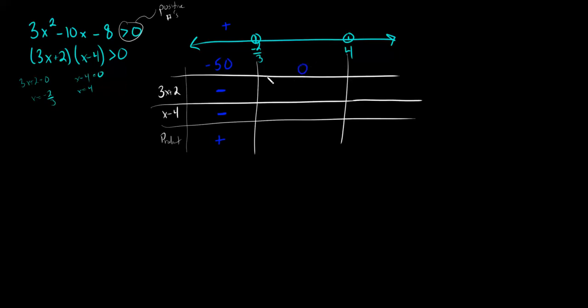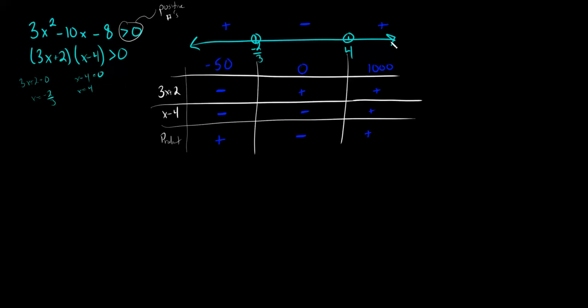Then I can test some number out that's in between negative 2/3 and 4, like 0. If I plug in 0, this would become 0 plus 2, which is positive. This would be 0 minus 4, which is negative. And a positive times a negative gets a negative. So this interval here would be negative. Then if I test out some number that's greater than 4, like, I don't know, 1,000, I would have 3,000 plus 2, that's definitely positive. 1,000 minus 4 is definitely positive. A positive times a positive gets me a positive. So this entire interval here is positive.